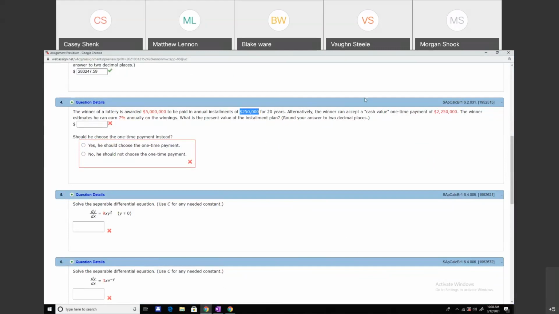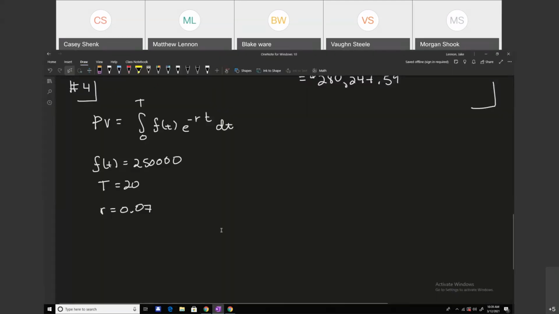So basically, we're going to see if our present value is bigger than 2.25 million. The numbers we're using are: 250,000 is the f of t, the annual payment, capital T is 20 years, and little r is 7%, or 0.07. So plug that in.